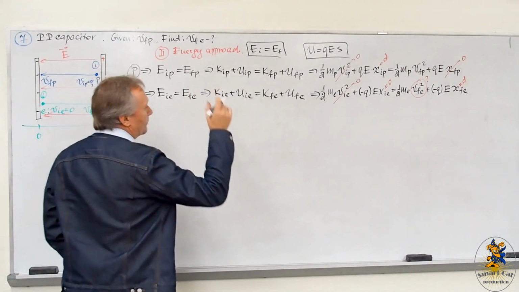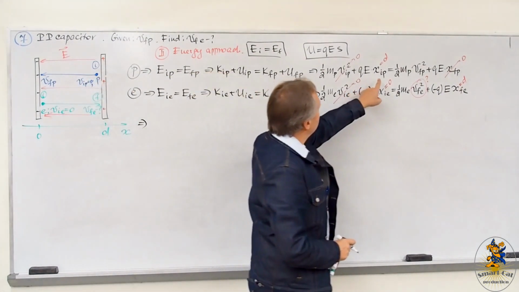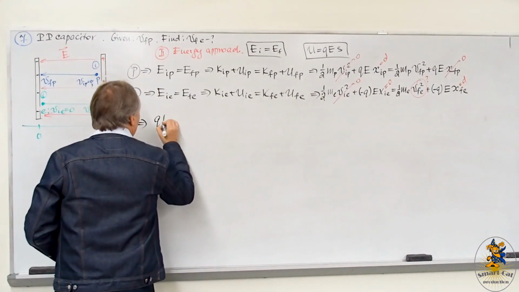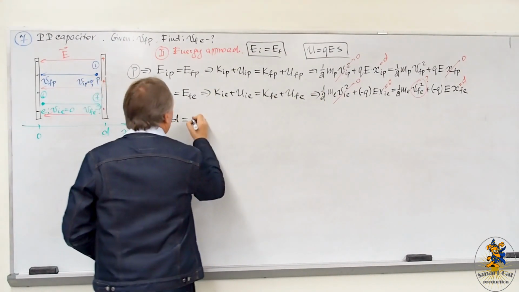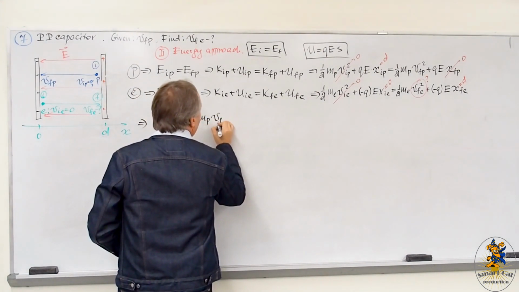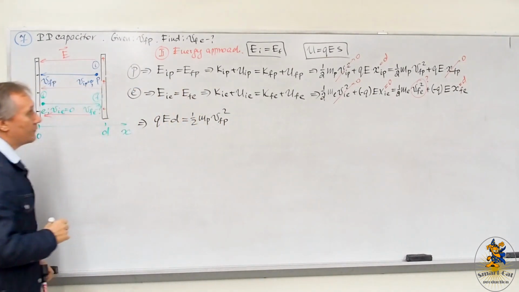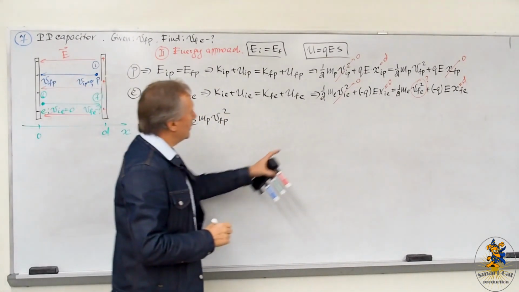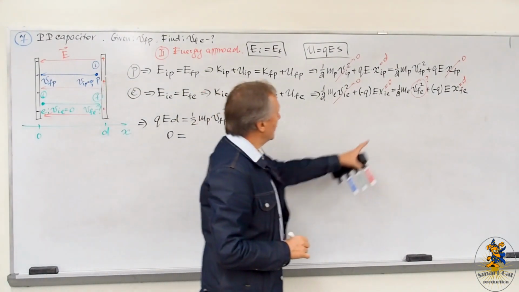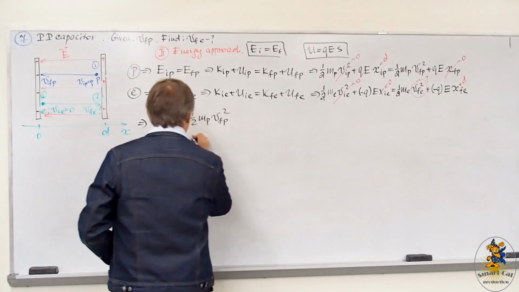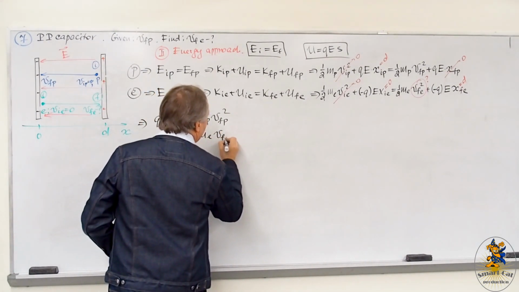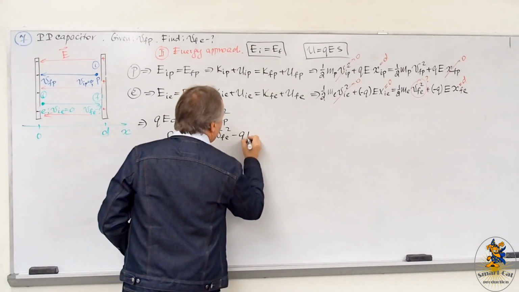So now let's rewrite in the simplified version. So it will be QED equals, let me just rewrite because it's too messy. QED equals 1/2 mass of the proton V final proton squared. So it's the first equation, and the second: 0 equals this, and minus, 1/2 mass of the electron V final electron squared minus QED.